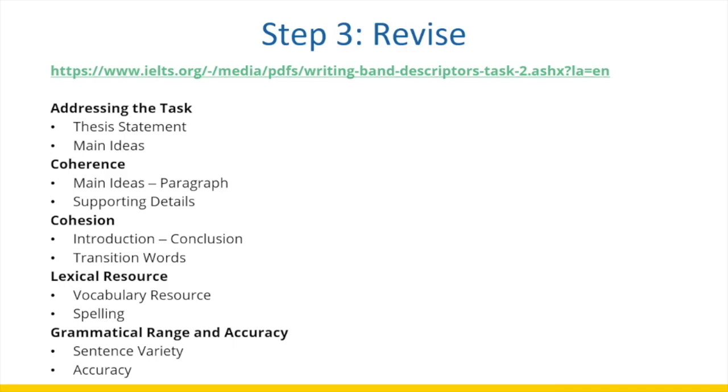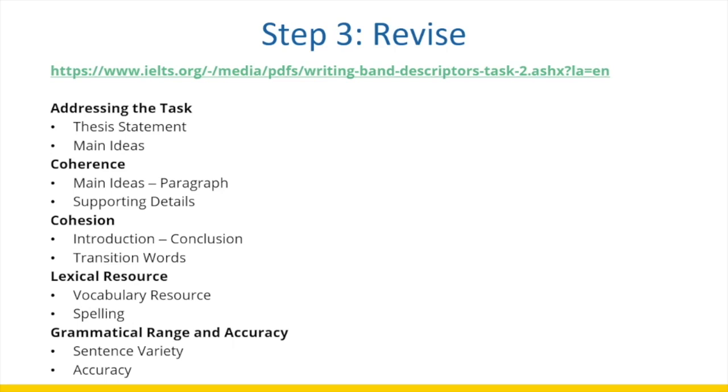First of all, it's addressing the task. When you address a task, you mention your thesis statement and main ideas. As you remember, your thesis statement tells what type of essay you have, and main ideas mention specific reasons that you are going to discuss in your body paragraphs. Coherence. Coherence means that every body paragraph you have begins with a main idea or specific reason. Then supporting details. Every reason you provide, you have to support with a good example or explain it and give more details about it.